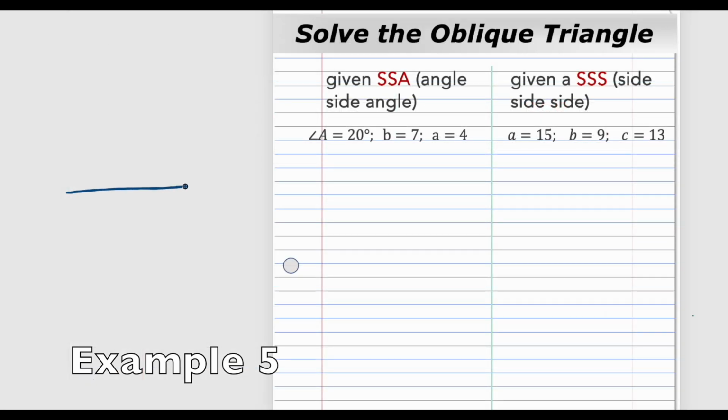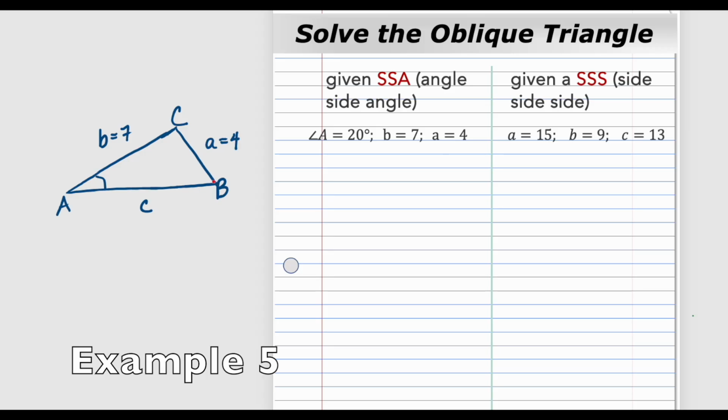If we start drawing the horizontal line and forming angle A here, we can start to see that a possibility for this triangle could be this. We could have side length A across from angle A, and we could have side length B across from angle B, just like that. We don't know the measure of side length C, but this could be a triangle.